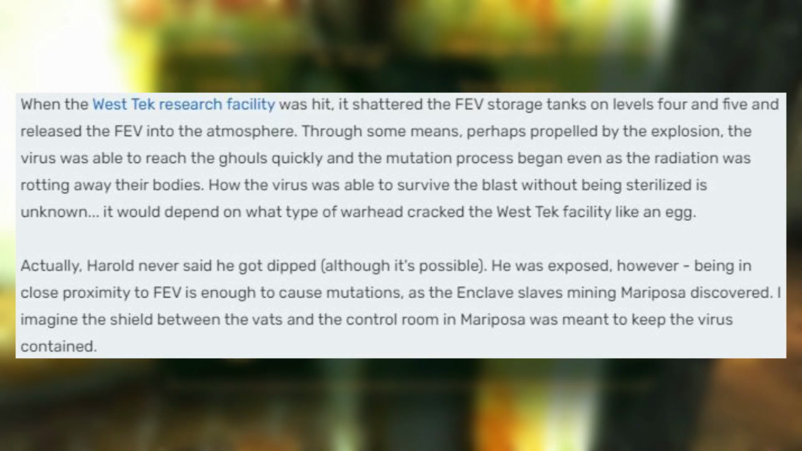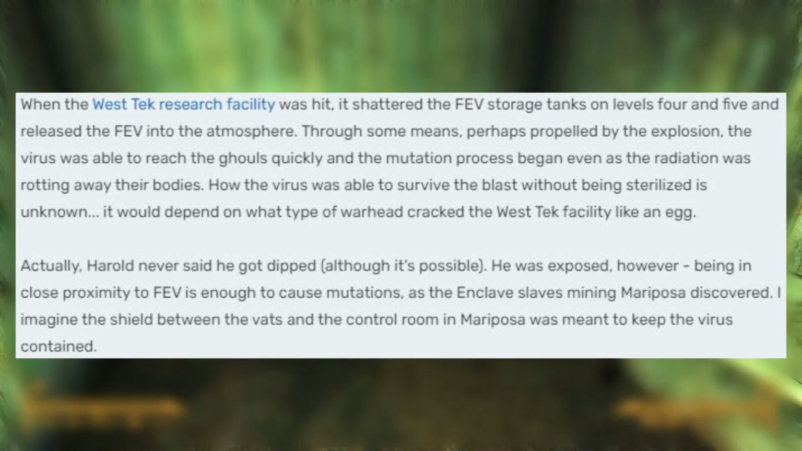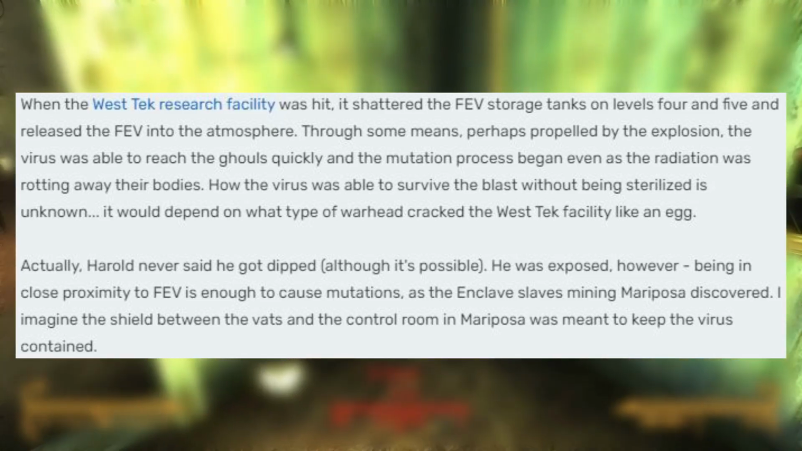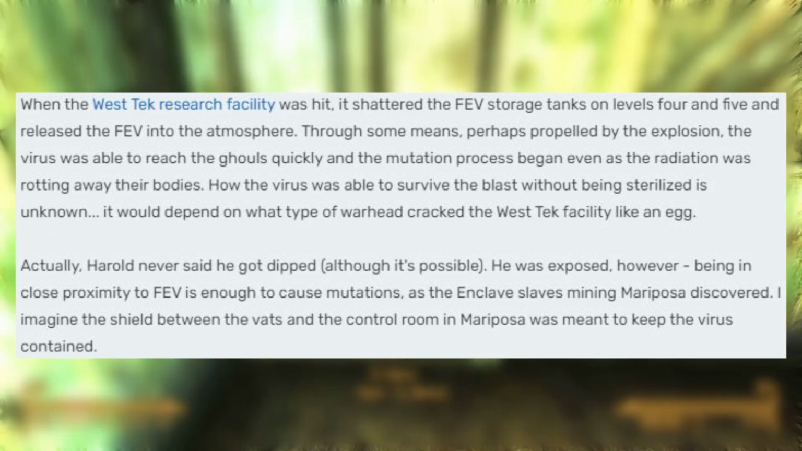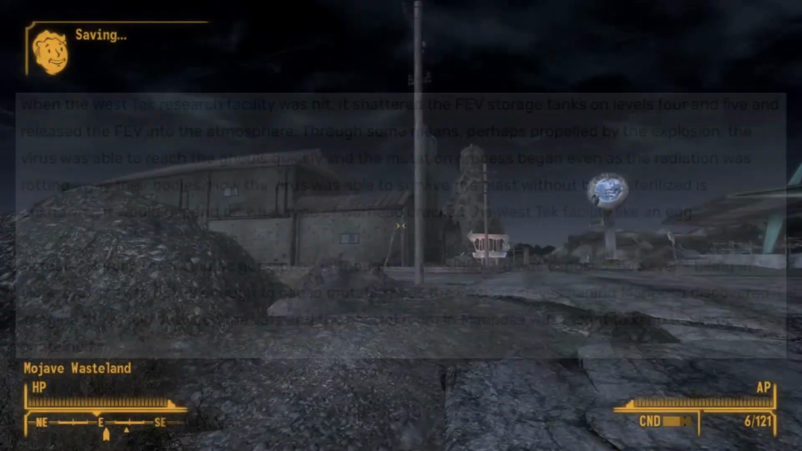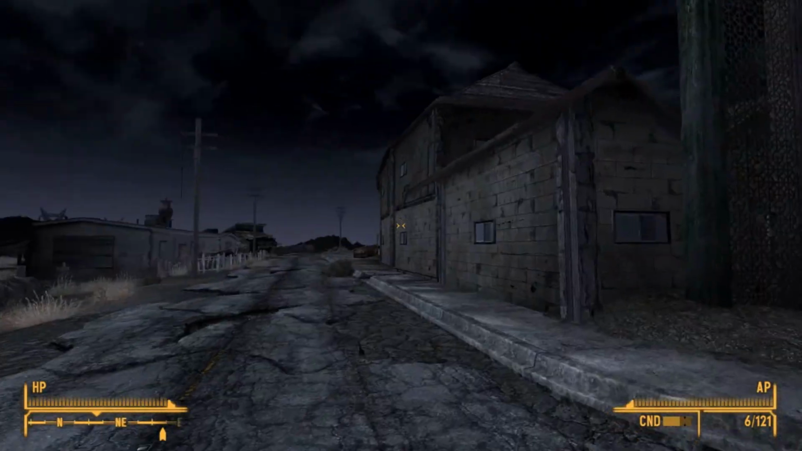Actually, Harold never said he got dipped, although it's possible. He was exposed, however. Being in close proximity to FEV is enough to cause mutations, as the Enclave slaves mining Mariposa discovered. I imagine the shield between the vats and the control room in Mariposa was meant to keep the virus contained.